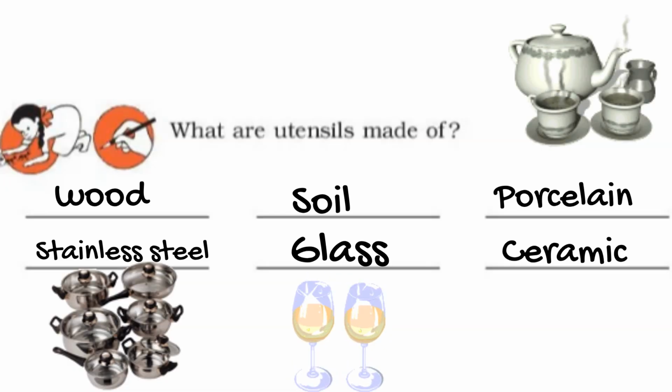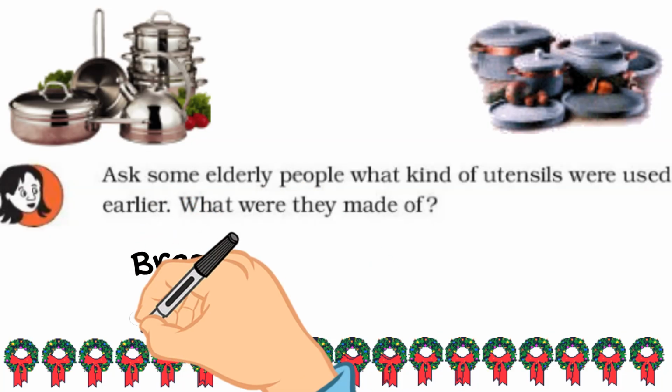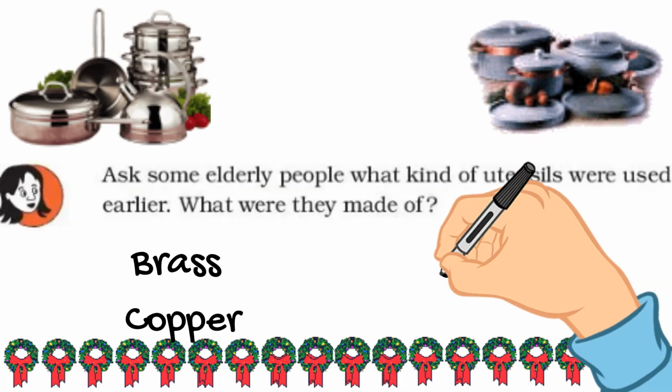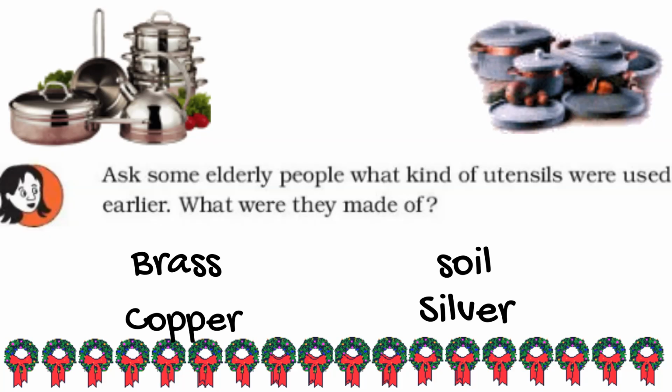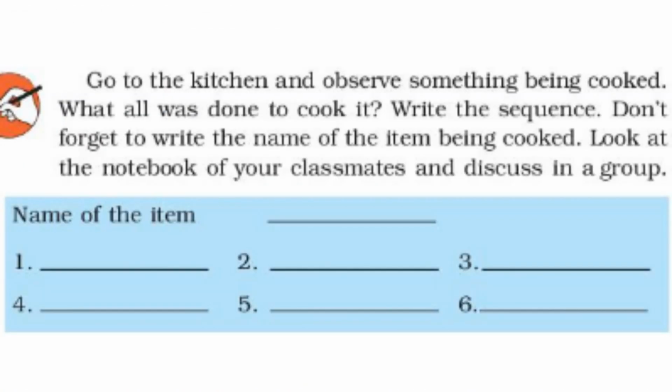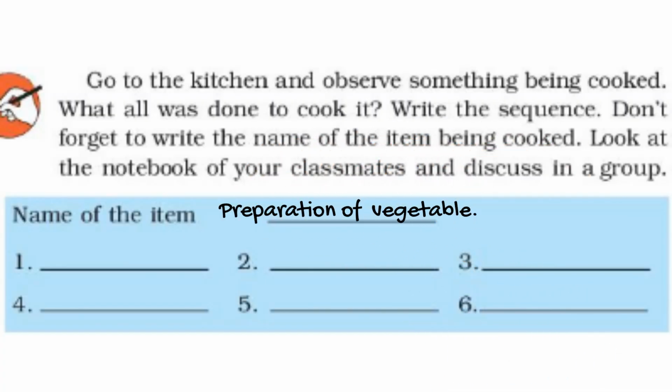Ask some elders what type of utensils were used earlier. What were they made of? Those were made of brass, copper, soil, and sometimes silver also. Some utensils are made of silver. Go to the kitchen and observe which food items are being cooked. So you have to write the steps of the sequence.